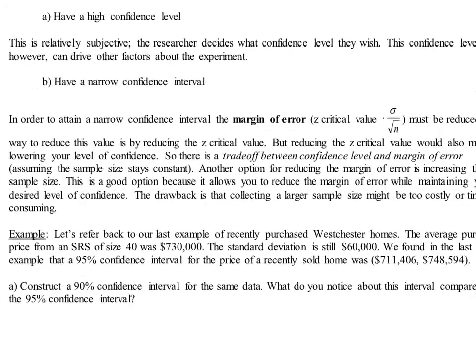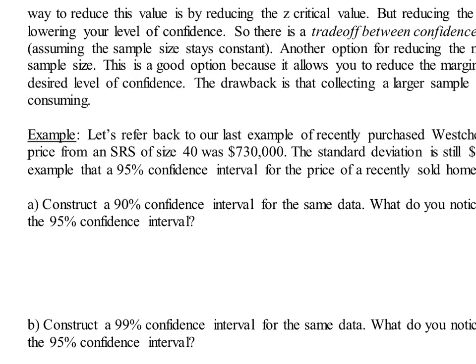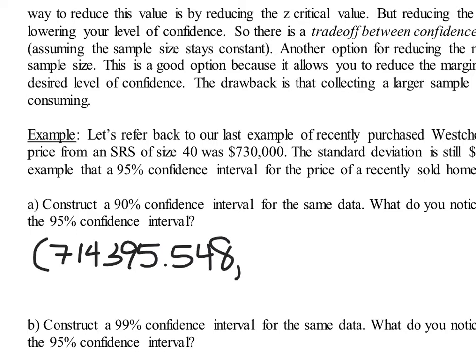So we get this interval. I'm just going to indicate the values: 714,395-ish .54, I'll put it in the decimals, 548, comma, 745,604.452.